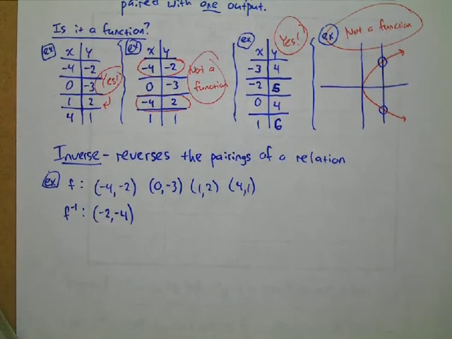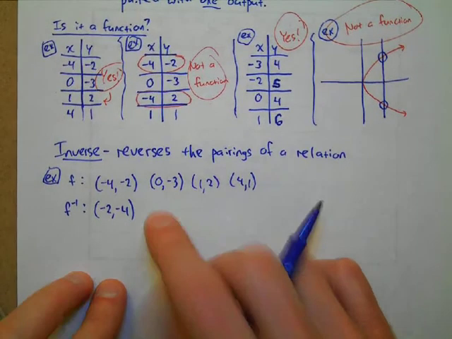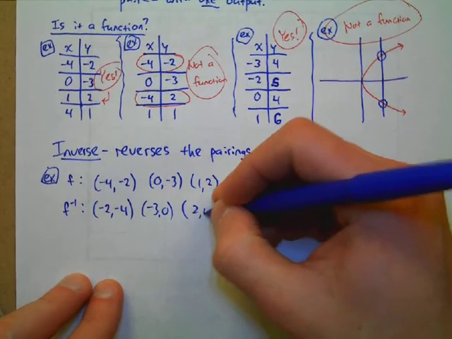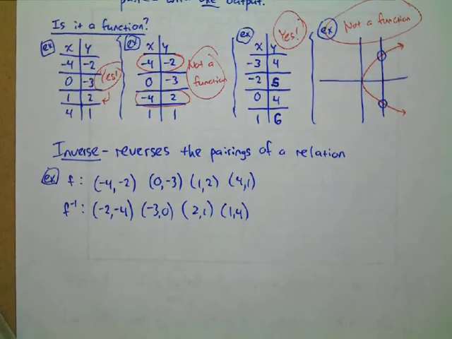And so then the next point there is -3, 0. Yeah, you got it exactly right. Just flip them around, right? And then 2, 1. And then 1, 4. Okay? So there's the inverse relationship.